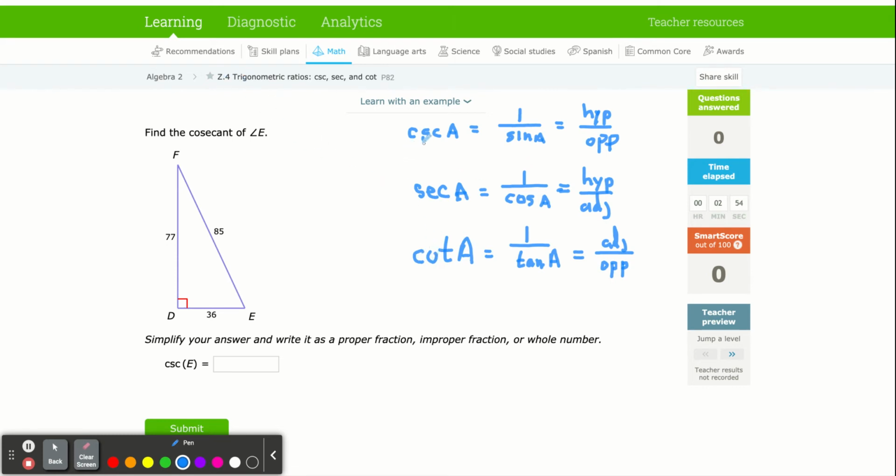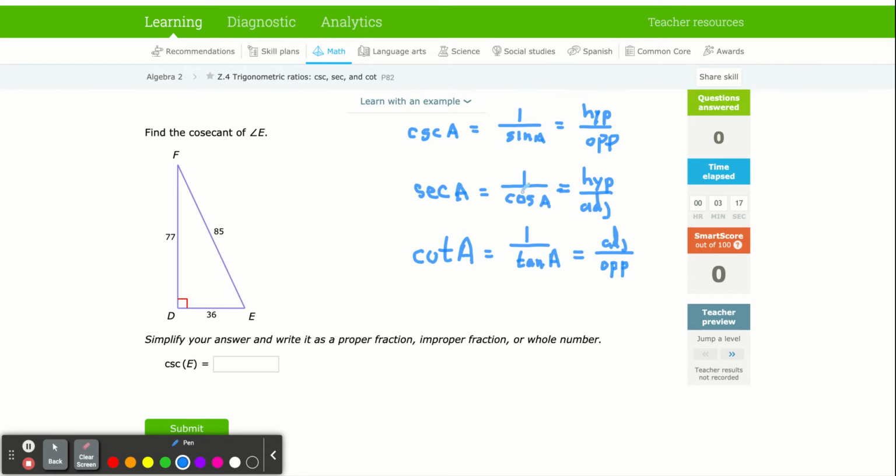Now, the cosecant is just the sine function flipped upside down. In other words, the cosecant of an angle is equal to 1 over the sine of an angle, or just flip the fraction of the sine, which now makes it hypotenuse over opposite. So cosecant of A is the hypotenuse over the opposite, or the sine of A is the opposite over the hypotenuse.